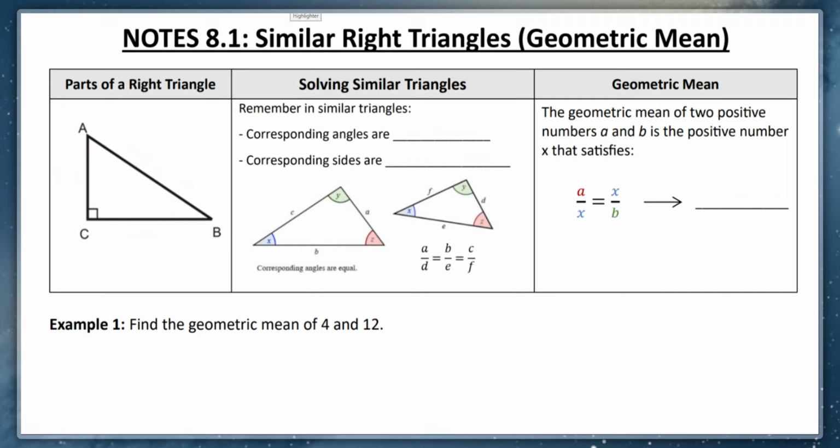All right, in this video, we're going to be going over our notes 8.1, which will be about similar right triangles, and we'll learn about something known as geometric mean. So to start, we want to go over our parts of a right triangle.